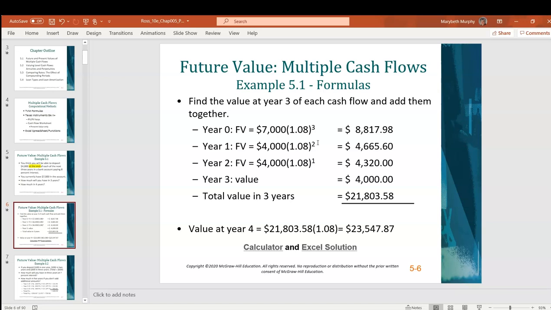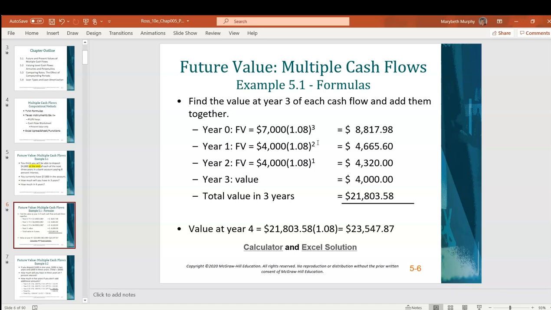In year 3, we're putting 4,000 in at the end of the year. It won't earn any interest because we put it in at the end of the year, not at the beginning. Total value in 3 years, we add those 4 up, 21,803.58.